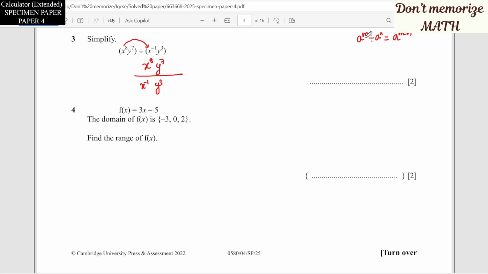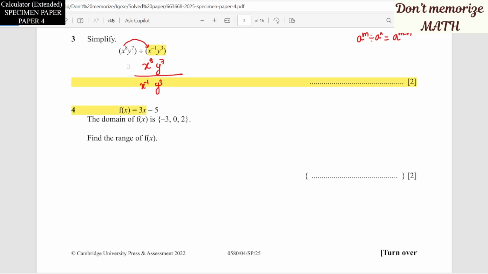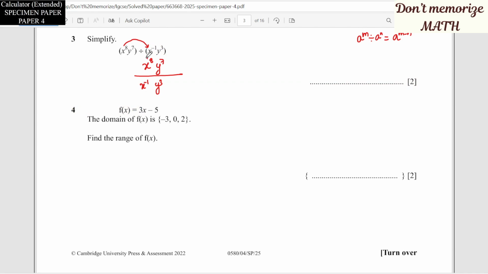If you have division, you need to subtract the powers, right? So here we have x raised to 8 and x raised to minus 1. So x raised to 8 divided by x raised to minus 1: we need to subtract the index, which is minus 1. Okay, we will be having 8 minus minus 1.